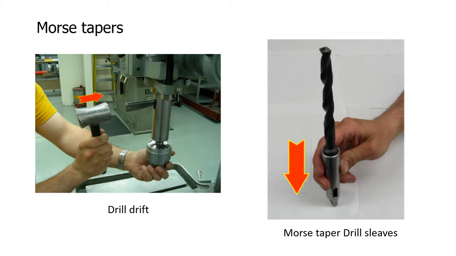Here we can see the Morse taper is used to mount a drill in the drill spindle. The Morse tapers are thrust into place with a swift movement or a light tap. A drift, which is a tapered tool, is used to release the Morse taper arbor from the spindle. Sometimes Morse taper adapters are used to fit tools with different size Morse tapers. There are 8 sizes in the Morse taper range.